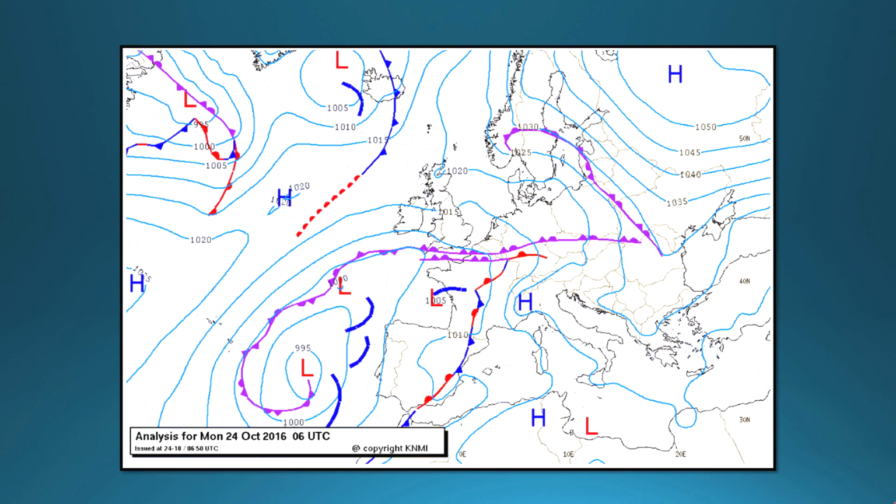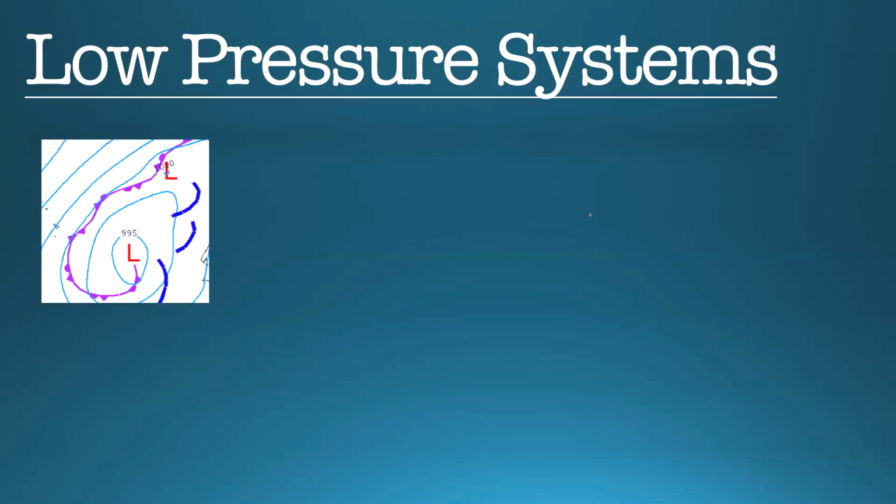Okay, so we can see a lot of things here. We can see these letters H and L. We can see these weird little lines here. We can see numbers. So what does this all mean? Now, let's first go into those H and L's. And of course, you may know they stand for high and low pressure systems.